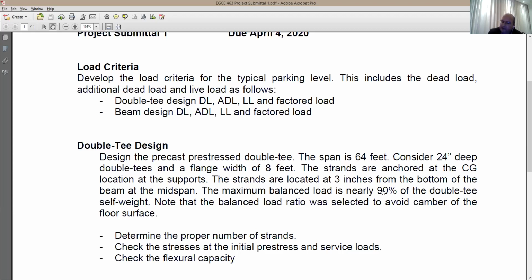Do 90%, right, to be the balanced load and figure out the number of strands. And you need to understand the reason for this balanced load, because you'd like to avoid the camber of the floor surface. This is why you go here to 90%. If camber is not an issue, maybe someone is going to do it to 120%.